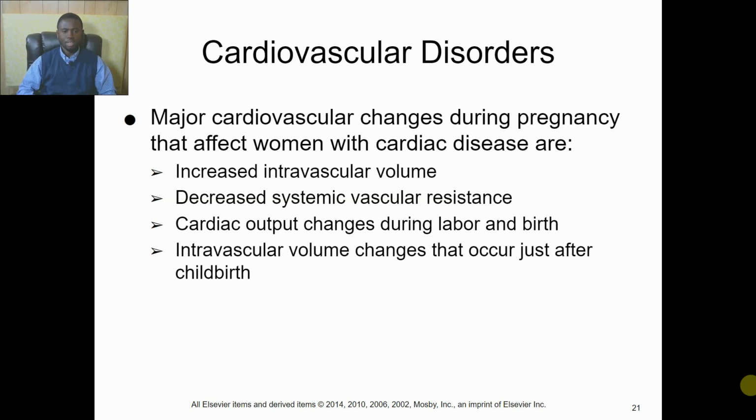During labor and birth, we realize that cardiac output increases, and after birth, you lose about 500 cc's of blood, which decreases the blood volume and also the cardiac output. And then there are certain intravascular volume changes that also occur after childbirth, such as the reduction in the dilation of the blood vessels which occurred in the pregnancy state.